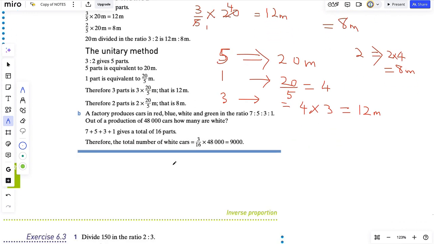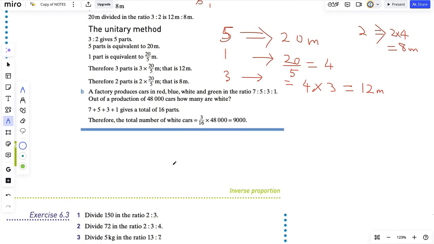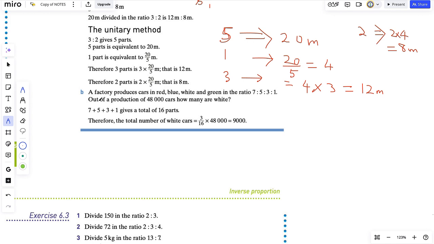Now the last but not the least for this type, before we move to the next one, the inverse proportion. We say a factory produces cars in red, blue, white, green, in the ratio of 7, 5, 3, and 1. So they don't make many white cars, or green. Green is the last one, they don't make many green cars, that's why the ratio is just 1. Out of the production of 48,000 cars, how many are white?